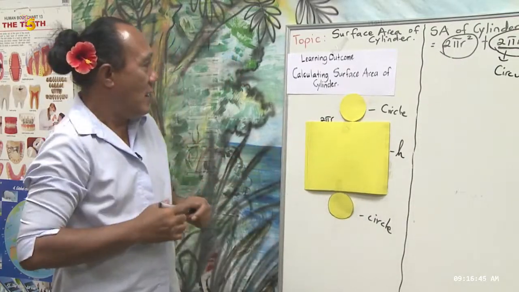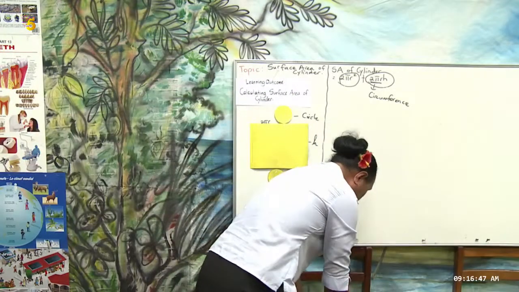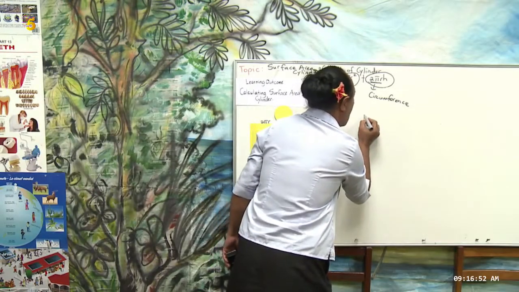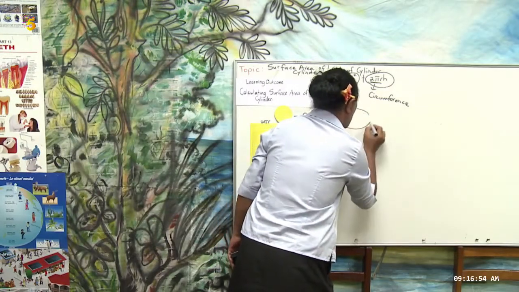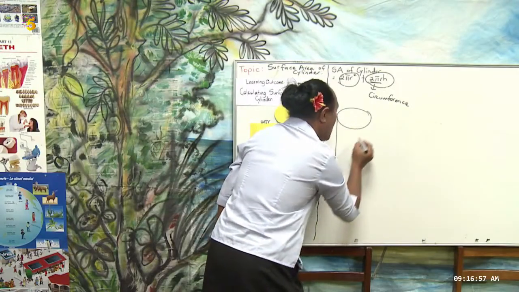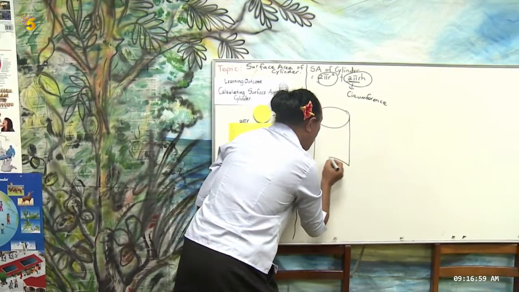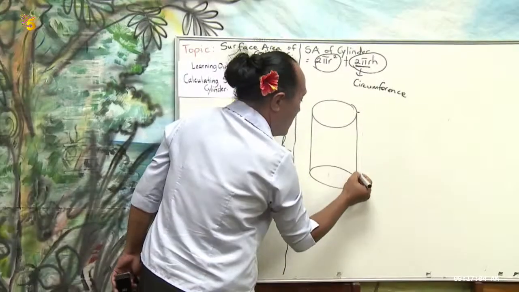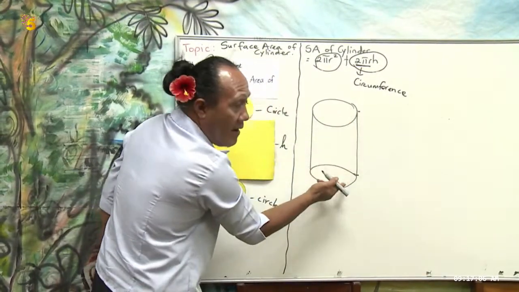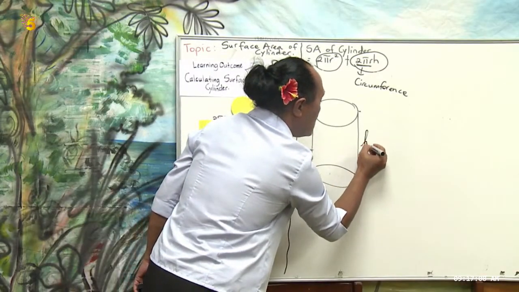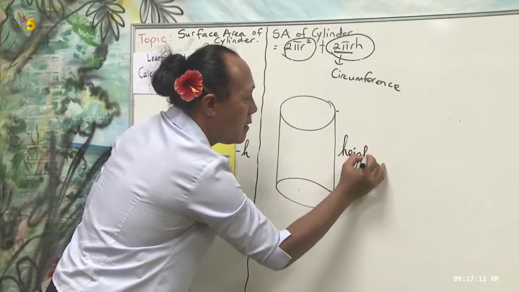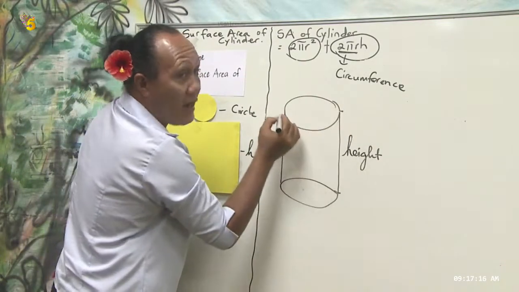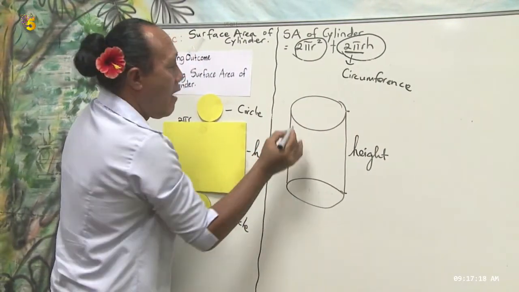2 pi r. Yeah. But I'd like you to have a look at this diagram. A circle here, the sides here, and another circle here. So this part, this line here, or this side here, is the height. This part here is the circumference, or the 2 pi r.